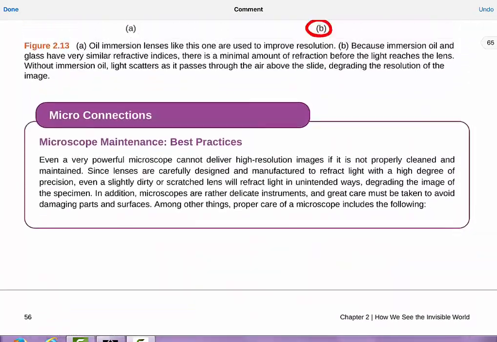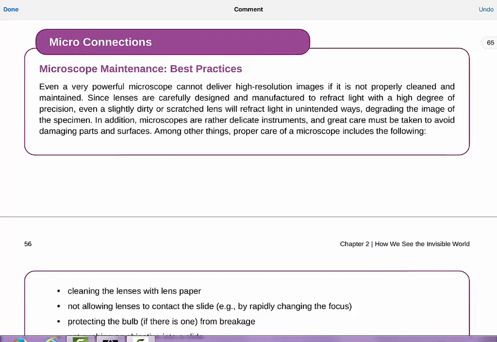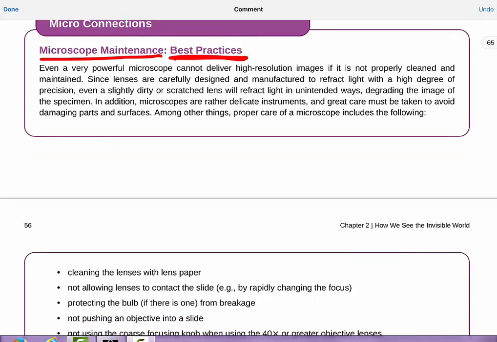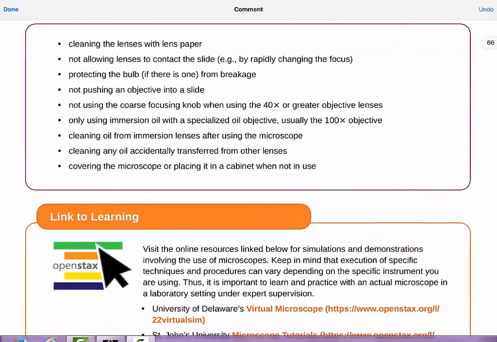All right, so here, this is very important for those working in a laboratory. Best practices for microscope maintenance. So you want to make sure that you are very, very, very careful and clear and taking very good care of microscopes. In an actual class, we go through these things to make sure that these are done. You should read through these. These are important things to know.